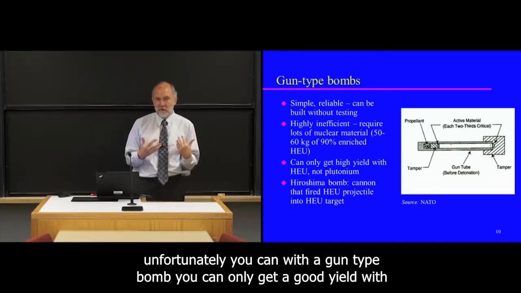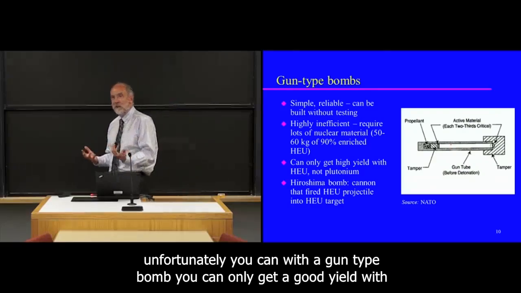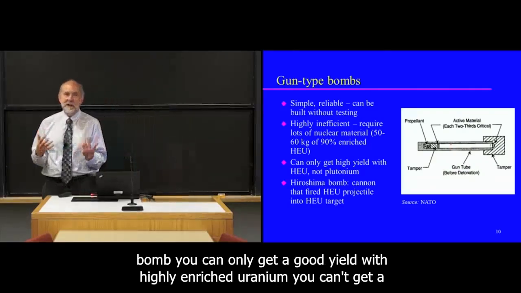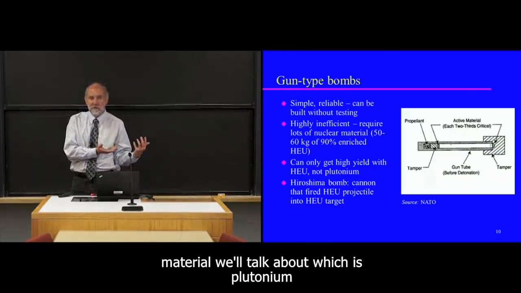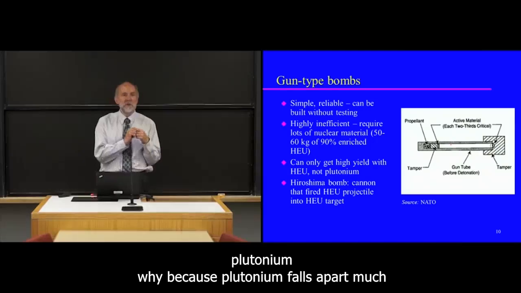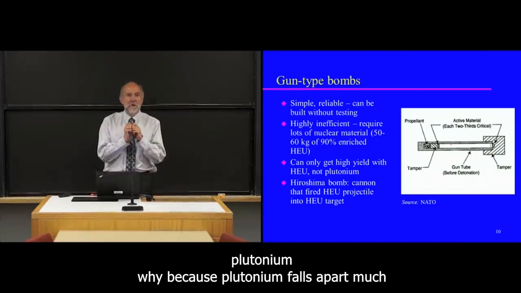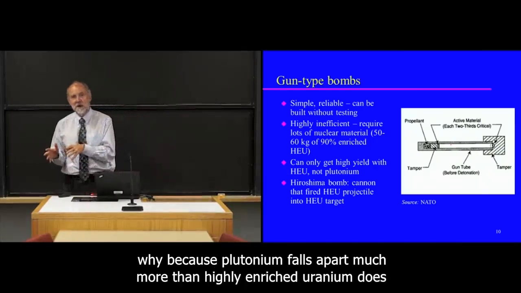With a gun-type bomb, you can only get a good yield with highly enriched uranium. You can't get a good yield with the other nuclear material we'll talk about, which is plutonium. Why? Because plutonium falls apart much more than highly enriched uranium does.